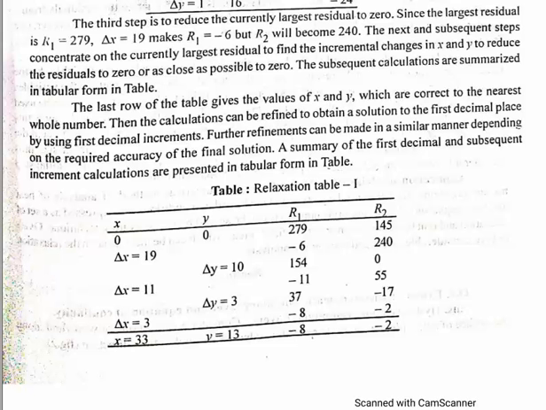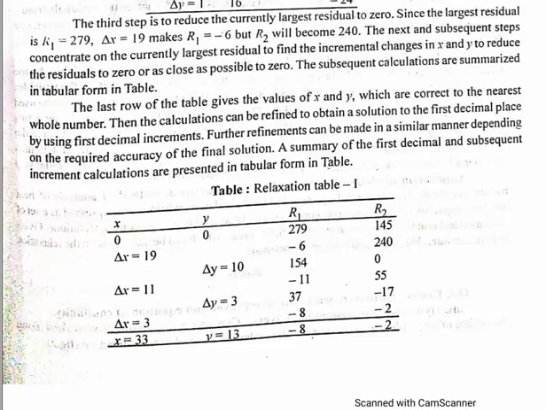We have to subtract the two values, so 279 minus 6 becomes 154, and for 145 that value becomes 240. Then the change of y is equal to 10, then the value of R1 will be 154 and R2 will be 0. The change of x with respect to 11, then the value becomes minus 11 and R2 value will be 55. The change of y, that value will become 37 and R2 value will be minus 17.